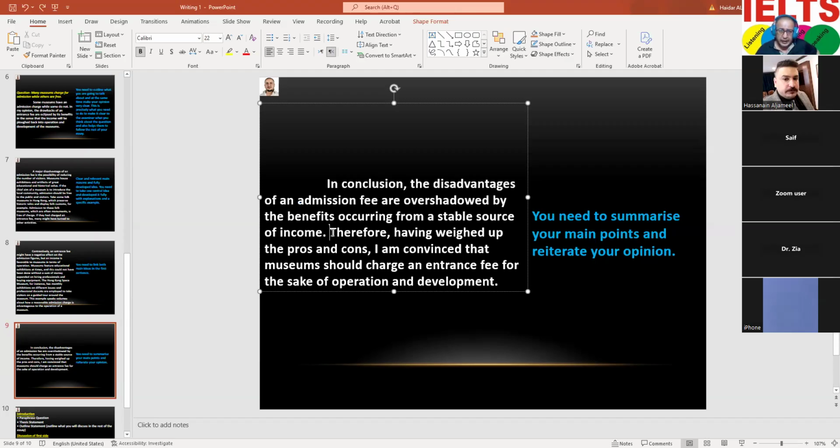you may add this expression here. If you'd like to add it or not to add it, you are free. You may add it just to show the flourishment and the enrichment of your language, to beautify, no more, no less. Therefore, comma, having weighed up, not weighted, weighed, the pros and cons. This expression, you may add it or not, it's just to beautify the piece of writing.